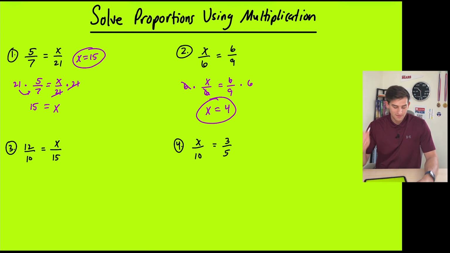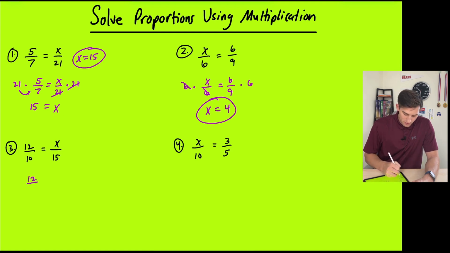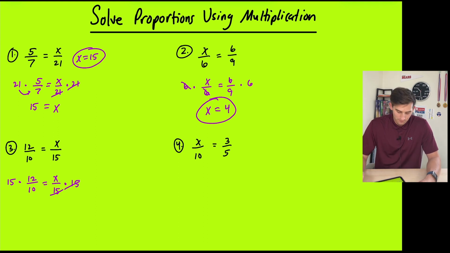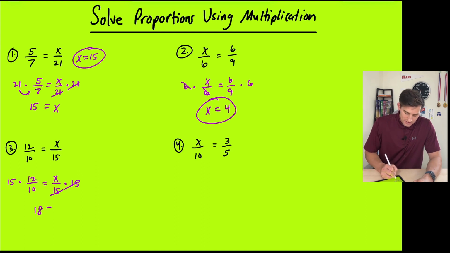All right, number 3: 12 tenths is equal to x over 15. Let's rewrite our proportion down below. Now let's multiply both sides by 15 to get rid of the denominator below our variable. So now we could do 15 times 12 divided by 10, or you could do 15 divided by 10 times 12. If we do 15 divided by 10, that's going to be 1.5, and 1.5 times 12 would be 18.